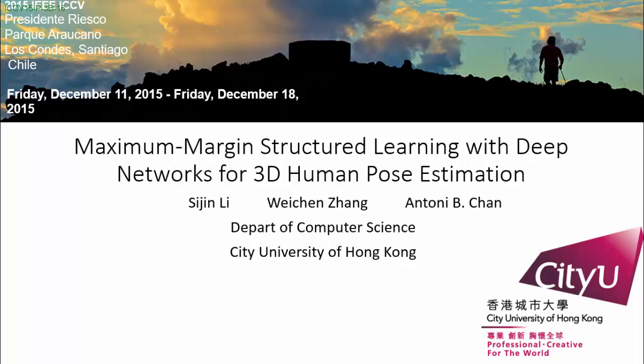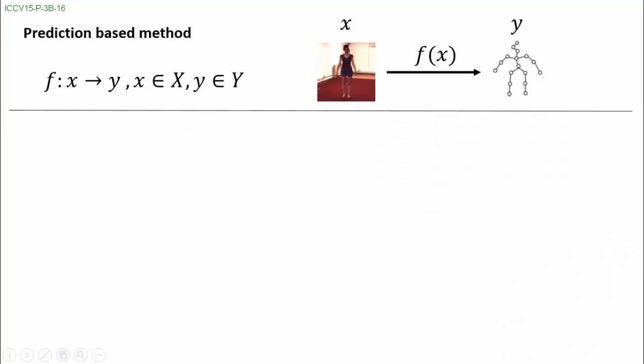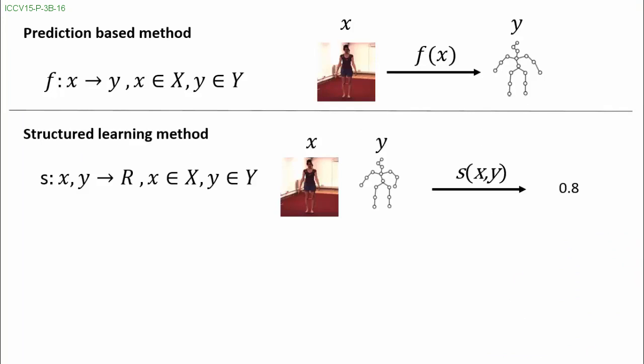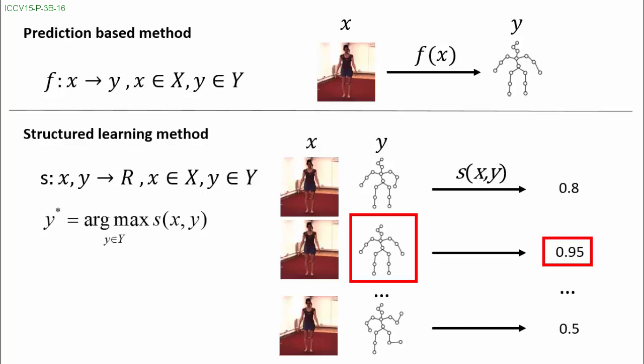We propose a maximum margin structured learning framework with deep neural networks for 3D human pose estimation. Traditional prediction-based methods learn a mapping from the input space to the target space. In contrast, structured learning estimates a score function that measures how well an input-output pair matches. During the inference stage, the predicted output is the valid pose that has the highest score with a given input.